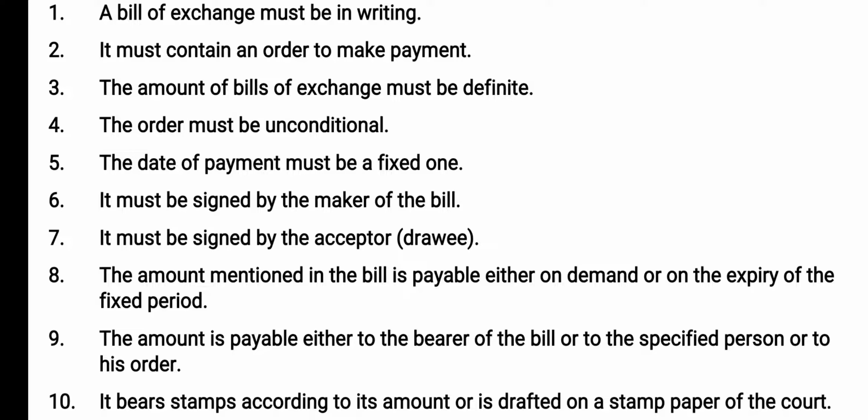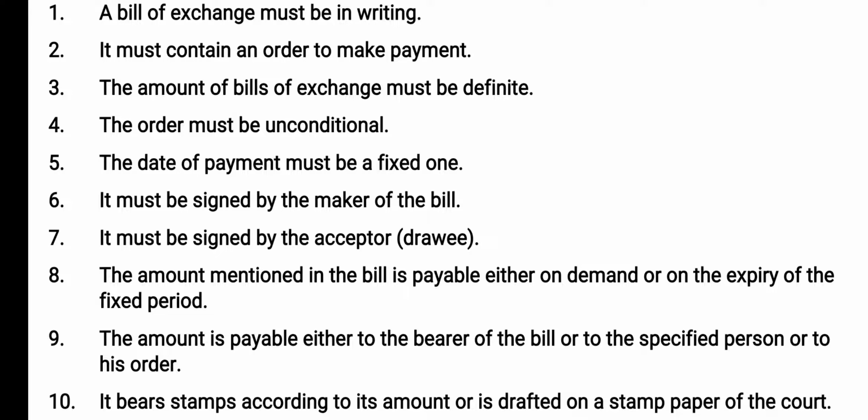Sixth, it must be signed by the maker of the bill, means the seller has to sign that, and in the next point, the acceptor also has to sign that, means the drawee. Both have to sign the bill, those who are selling and those who are purchasing. In our next point, the amount mentioned in the bill is payable either on demand or on the expiry of a fixed period. So the drawee has to pay the money either on demand, whenever the drawer will ask him to pay the money, or when the time that has been mentioned in the bill is over.